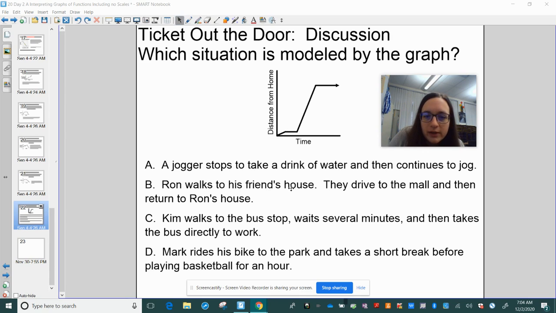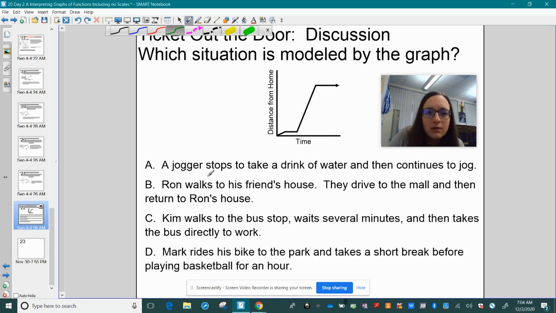Okay, Ron walks to his friend's house. They drive to the mall, then return to Ron's house. Well, that keyword there, the returns to Ron's house, we know it's definitely not this one. Because then we'd have to come back down to the house. Okay. Kim walks to the bus stop, waits several minutes, and then takes the bus directly to work. That could be because it's walking, right? So it's a slower speed. It's gradually, it's stopping. She's waiting. And then that bus moves faster than she walked. And then she's at work. Ooh, that sounds good. I'm going to read the last one, but I think it's C.